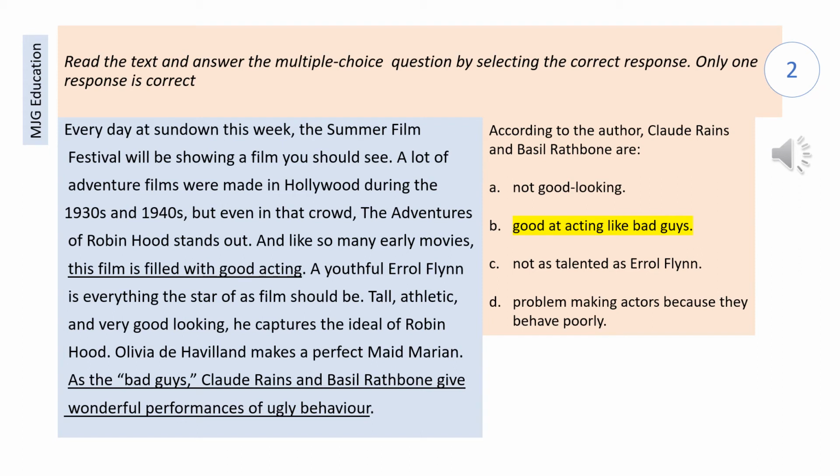It never says anything about them being not good looking, if you care to eliminate. They don't mention that they're not as talented as Errol Flynn. Also, they do not mention that they're problem-making actors because they behave poorly. That's there as kind of a distractor. The only possible answer you could have here would be, according to the author, Claude Rains and Basil Rathbone are good at acting like bad guys.